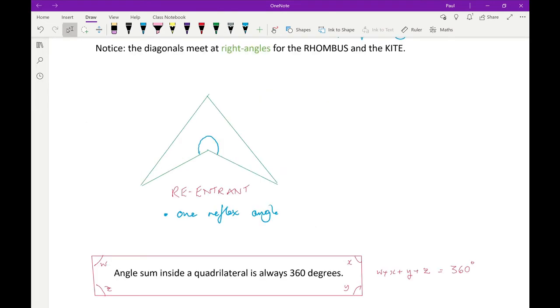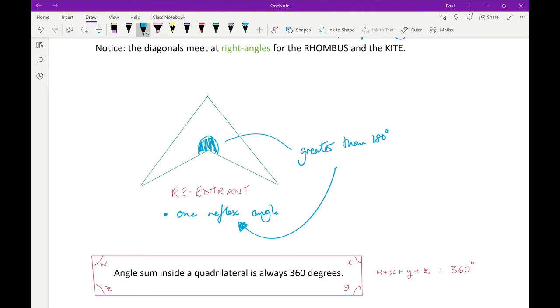The last shape that I want to look at is called the reentrant. Now what's particularly special about this is it's got this angle which is greater than 180 degrees, and that's what's known as a reflex angle. And any quadrilateral with a reflex angle is called a reentrant. Looks more like a spaceship or the head of an arrow, if you ask me.